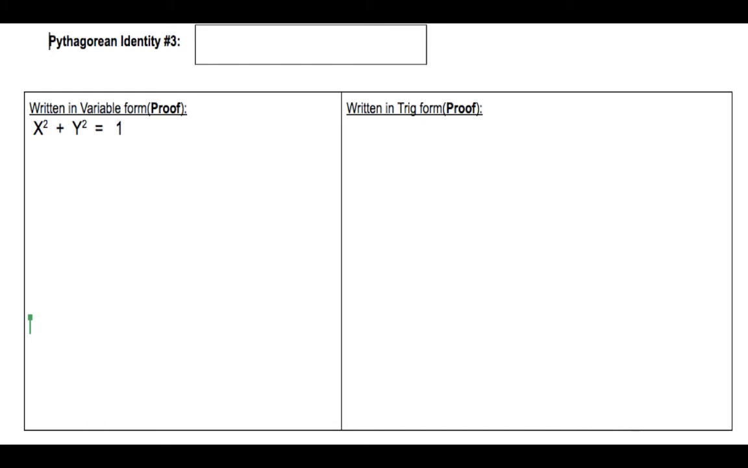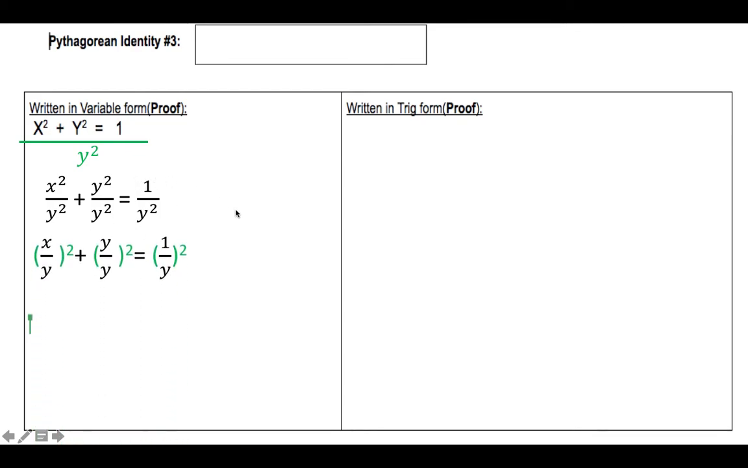Our next and last Pythagorean identity is Pythagorean identity number 3. Again, we're going to be starting off with x squared plus y squared equals 1. Instead, on this side, instead of dividing by x squared like I did in Pythagorean identity number 2, I'm going to divide by y squared. I divide my whole equation by y squared. My next step, as I did before, I'm going to go ahead and make sure the y squared is divided to every single component in my equation.